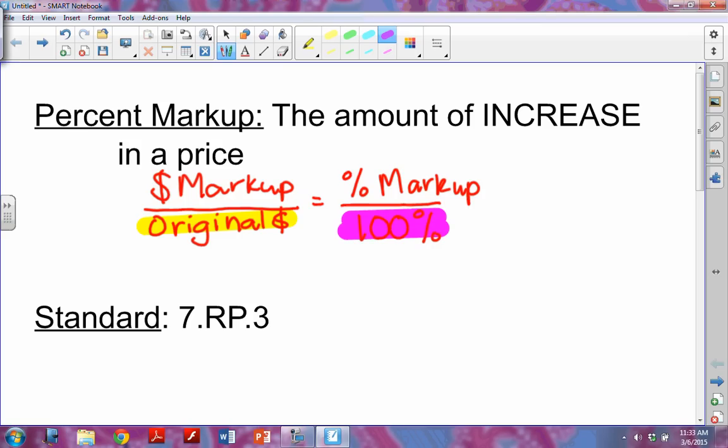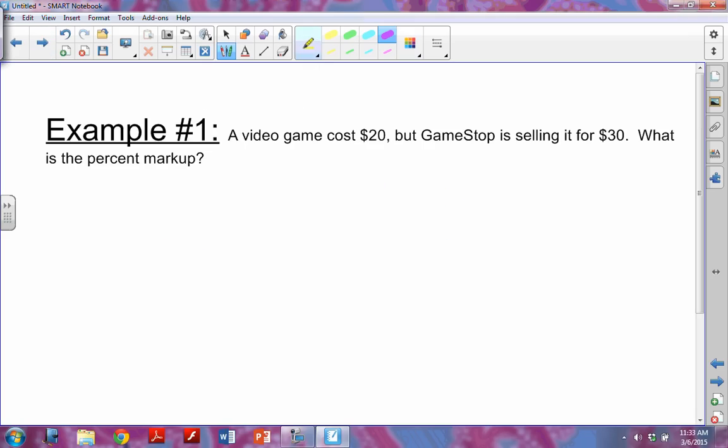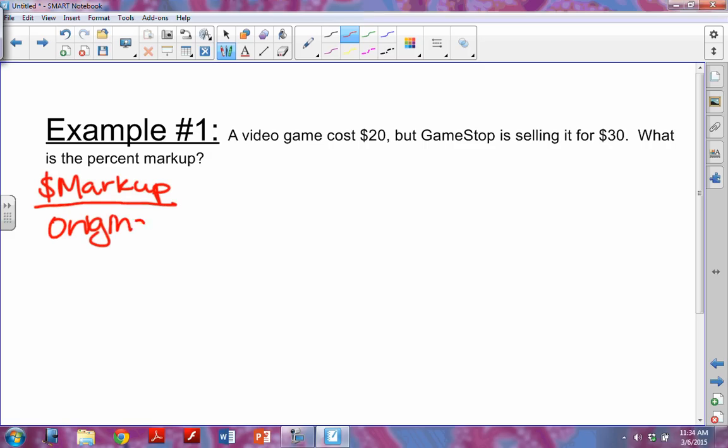So there's two different types of problems that you can have with percent markup. Let's take a look at both of those. Example number 1: a video game costs $20, but GameStop is selling it for $30. What is the percent markup? The first thing I like to do is rewrite my equation. It's going to be the money markup over the original, my handwriting is terrible, is equal to the percent markup, I'm just going to say percent up, over the 100%.